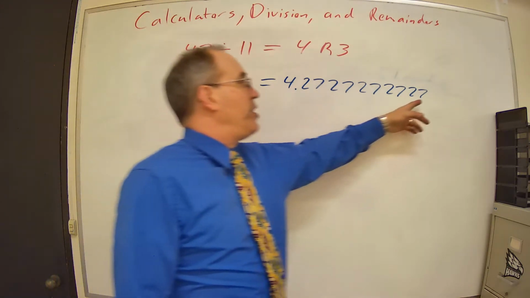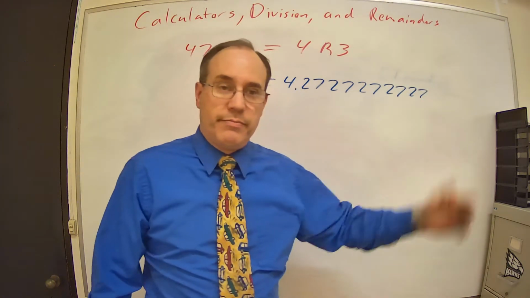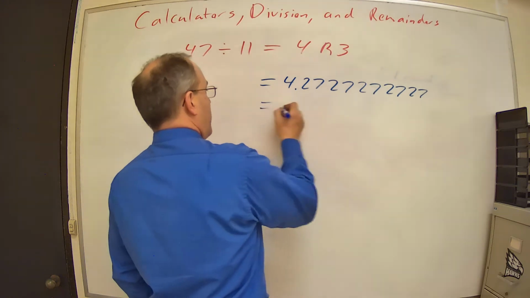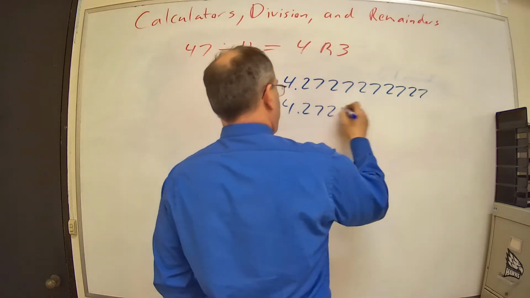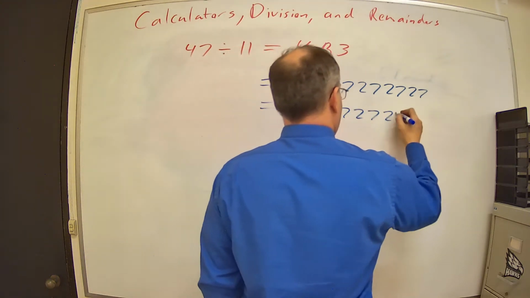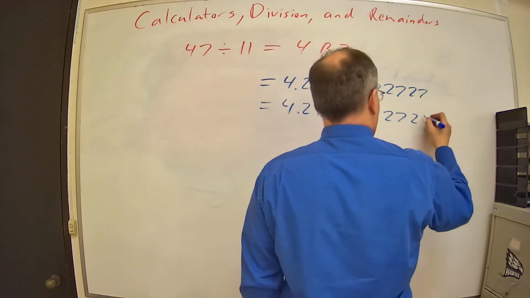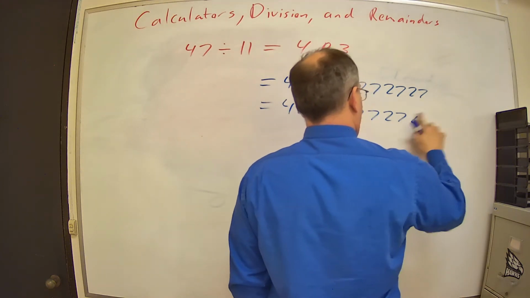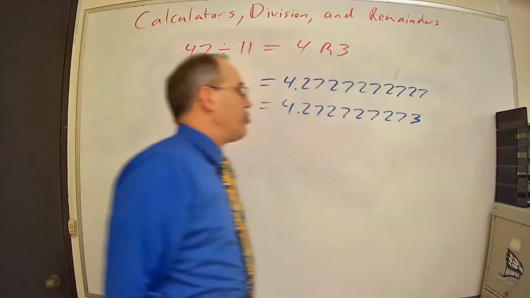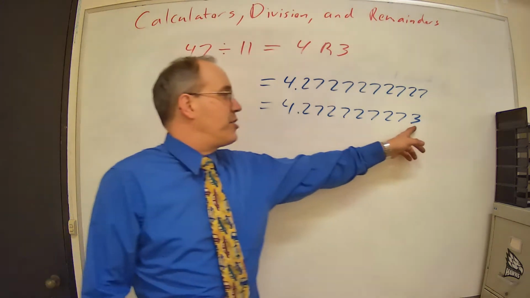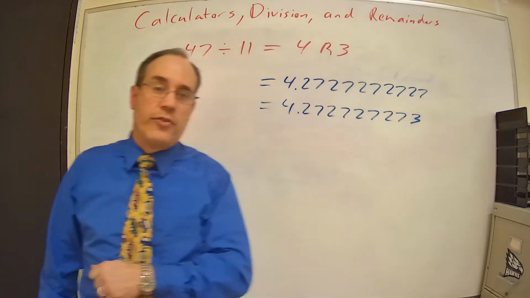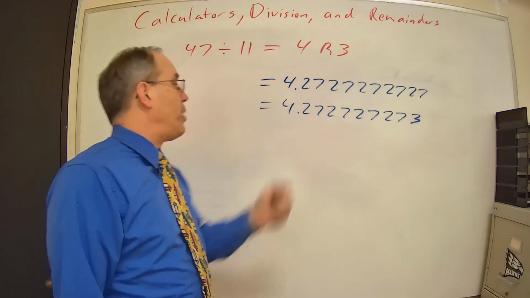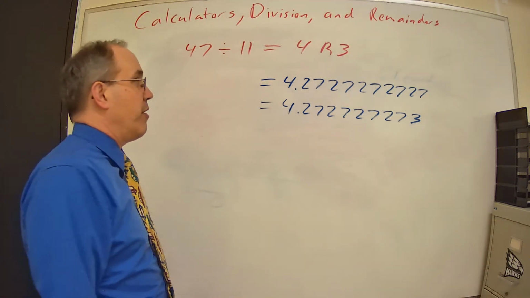Or it may give you another digit and round it. So you may see something like 4.2727272727 3. All right, so it rounds, because that would be a 2, 7. The 7 causes it to round to a 3. So there's a couple possibilities of what it can do.